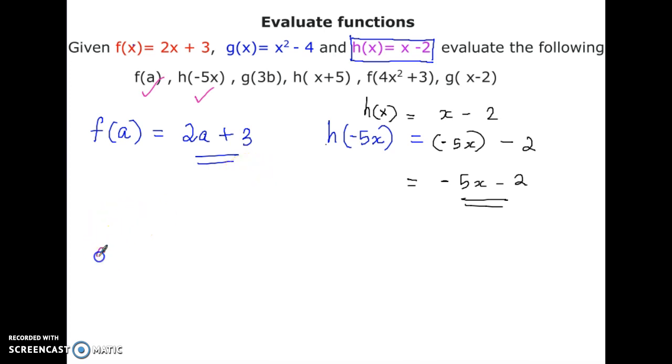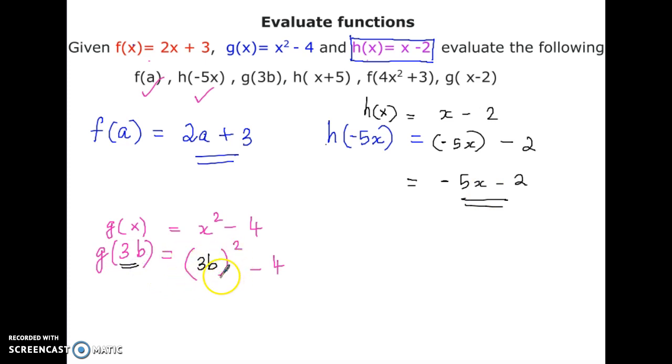Let's do the third one, g of 3b. Again, it's talking about rule g, function rule g, not f, not h, but rule g. And the function rule for g is g of x equals x squared minus 4. So instead of x, I have to put my new value, minus 4. In the place of x, I'm going to substitute 3b.